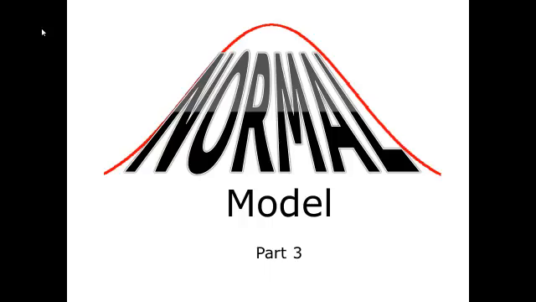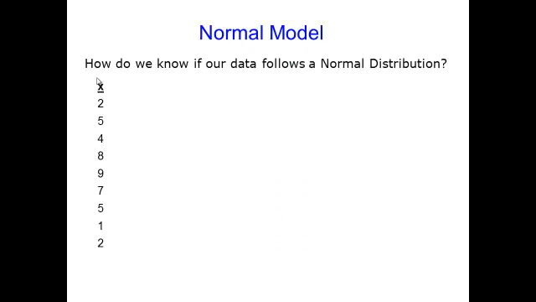Today is part 3 of the normal model. So how do we know if our data follows a normal distribution? Let's take the following data. We have 2, 5, 4, 8, 9, 7, 5, 1, and 2. What we want to do is create z-scores for all of these.